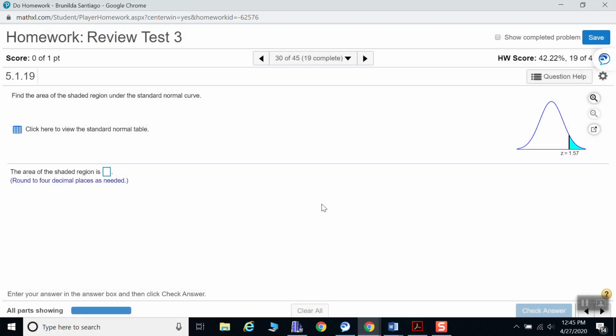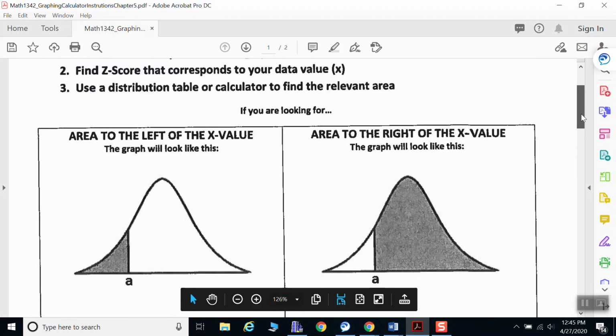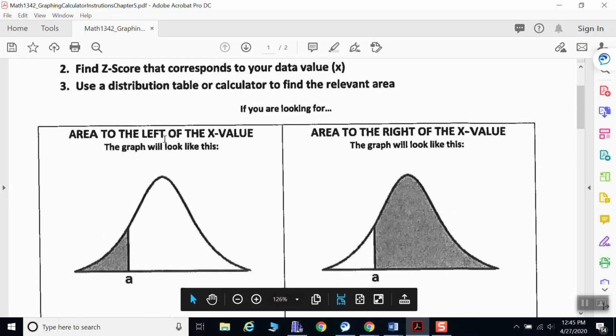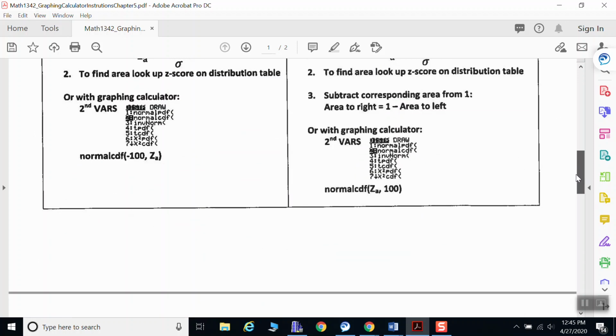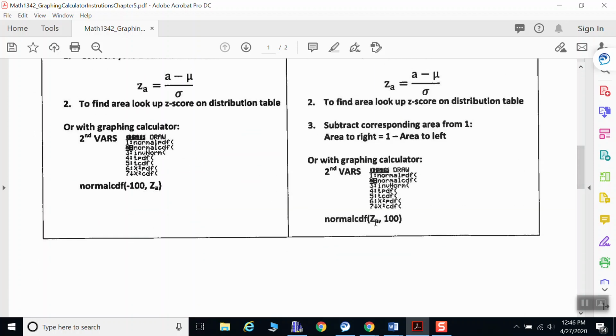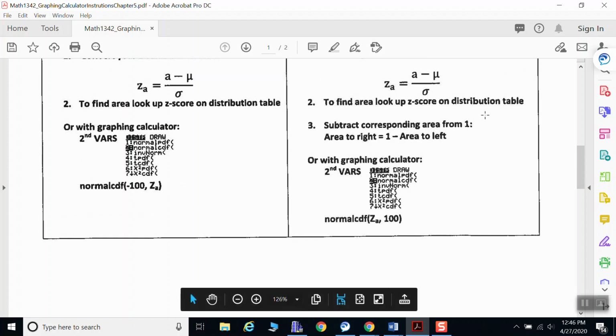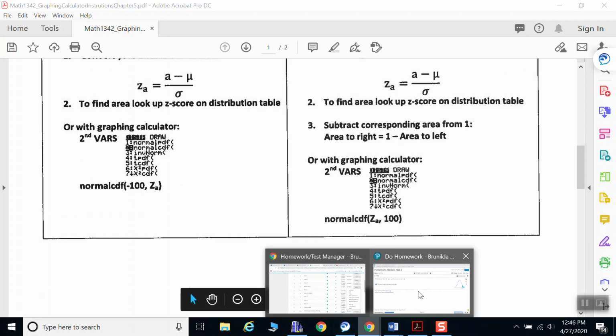Find the area of the shaded region under the standard normal curve. So here it is the area to the right. And again, the table gives you only the area to the left. So if we look at the handout, this one was area to the left. This one is to use with the area to the right. It doesn't matter how much to the right it is, it's just shaded to the right. So the steps are similar, but notice in here, you're going to enter the z-score first, then comma, and then the 100.